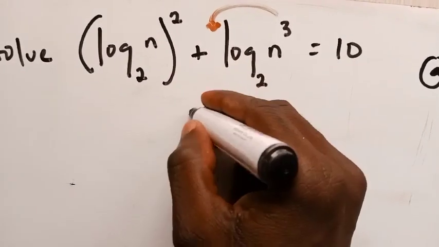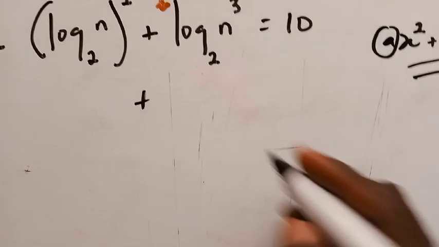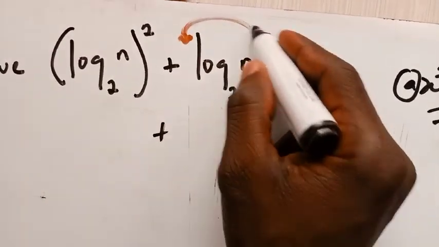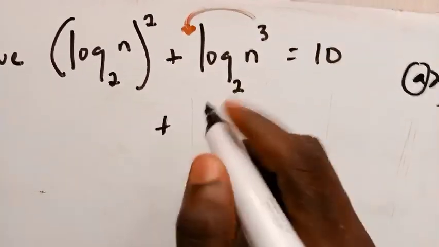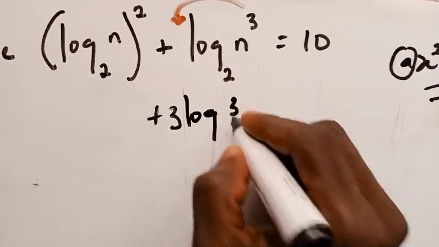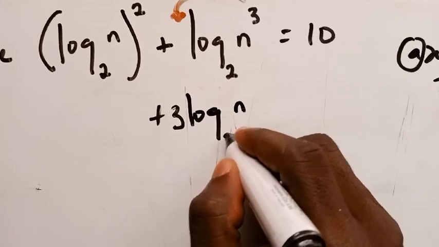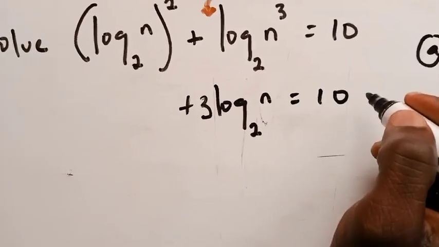The first step in solving this is to know some of the laws and rules governing the log. We know that this exponent 3 here will drop down. That is one of the properties of logarithm. So this should be 3 log n base 2, everything equal to 10, right?